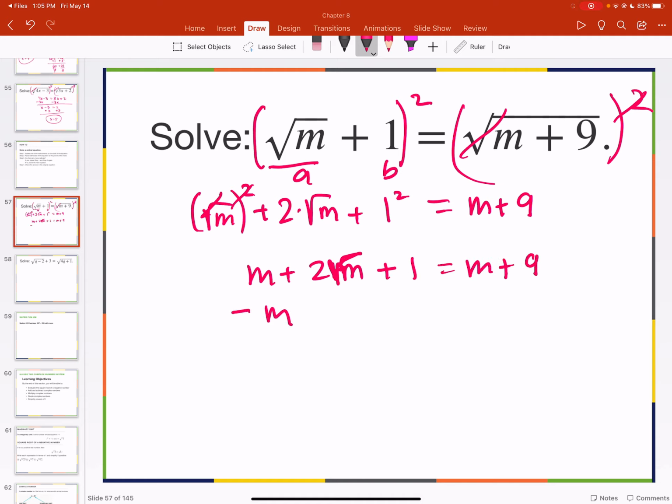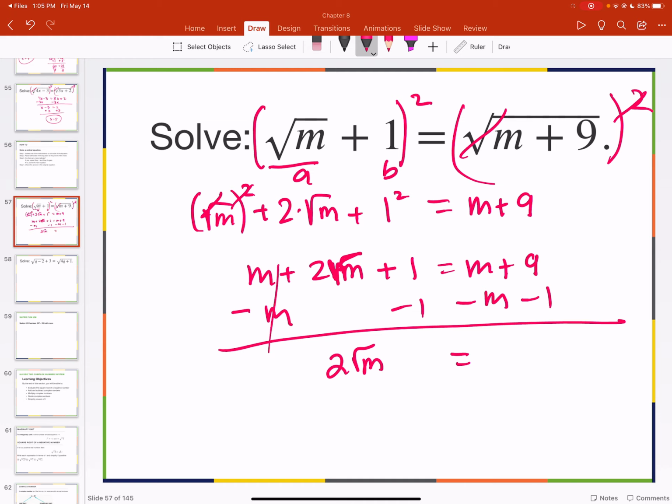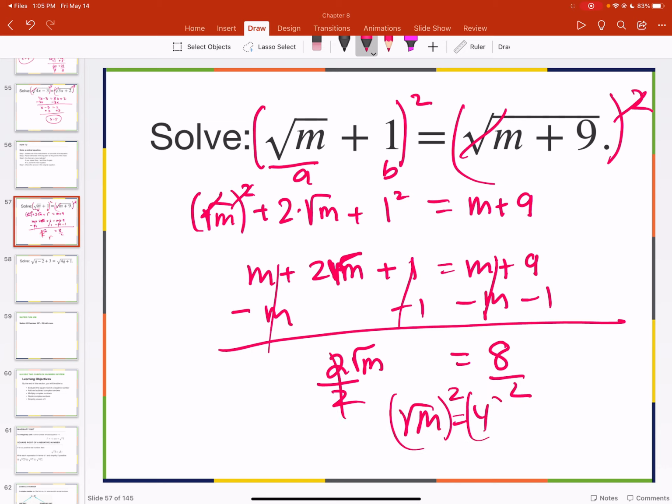So minus m, minus 1, minus 1. We're going to get 2 square root of m is equal to 8. Okay, and then we're going to divide both sides by 2. We get square root of m is equal to 4. So squaring, we get m is equal to 16.